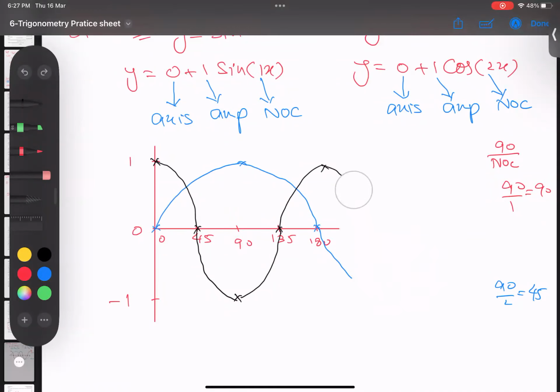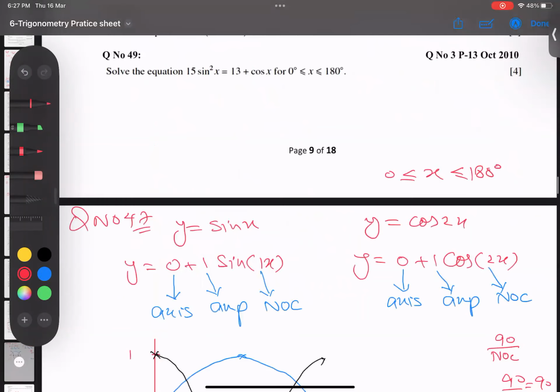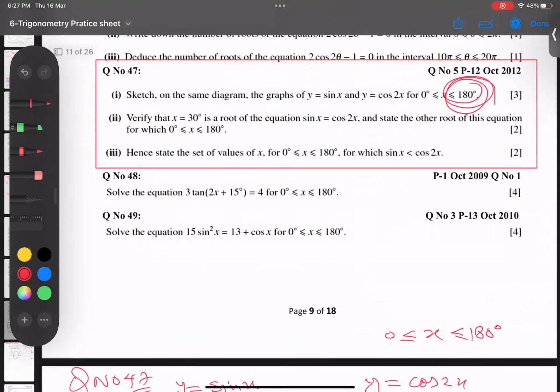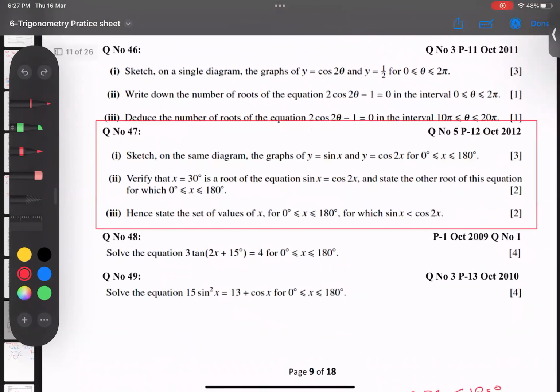All till 180. I will erase. Okay. So I hope the point is very clear. This is the whole graph, because he was asking us. See, the question is 180 degrees. So it means this graph will come in this way. So the first part is completely correct.